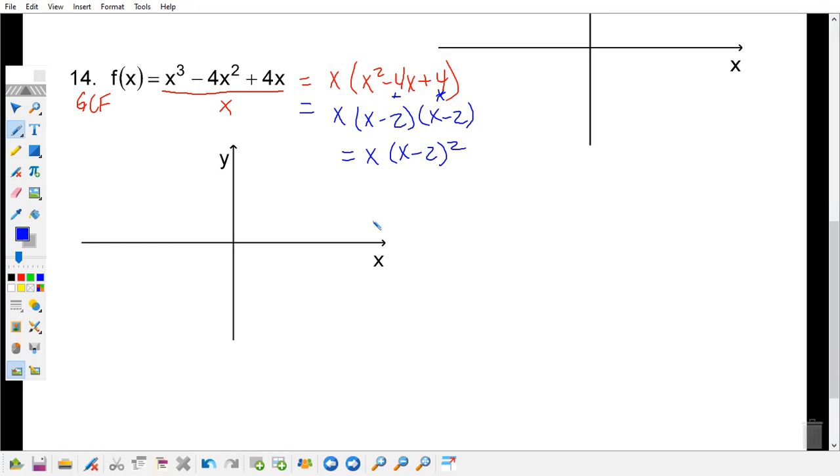Questions about factoring? Okay, now we're going to identify our zeros. So my zero based on the x is at 0. My zero based on x minus 2 is at positive 2. Okay, positive 2 is unique because it has a power of 2. Yesterday we talked about double roots. What happens at a double root? What happens with a multiplicity of 2? What happens?